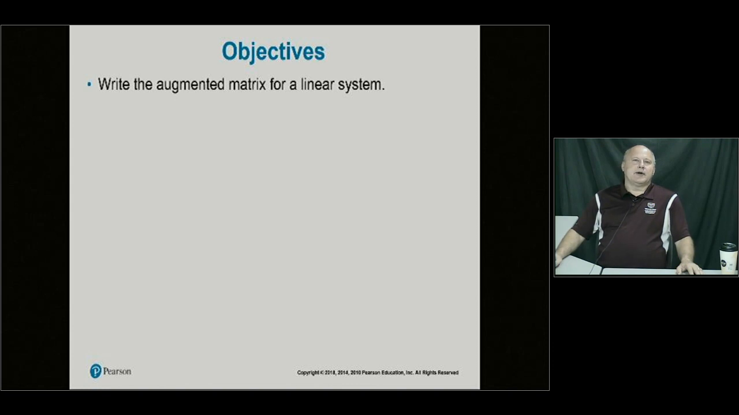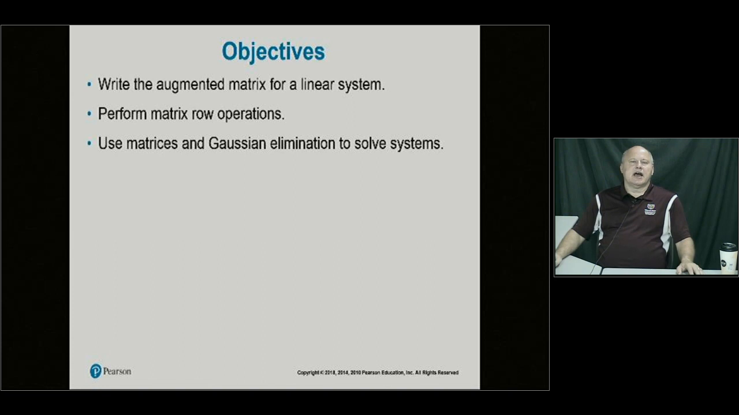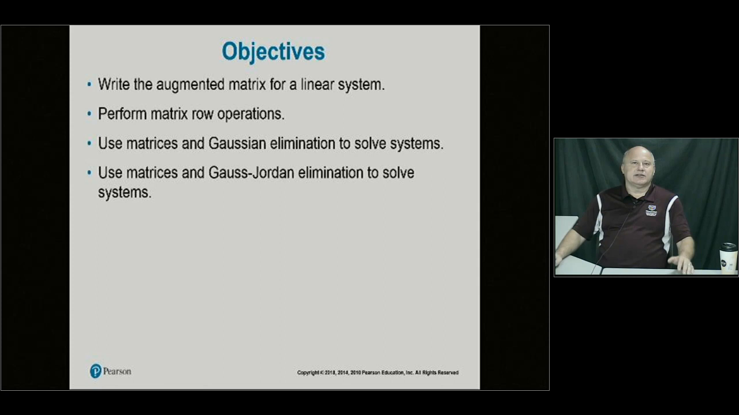So what we're going to do here is write the augmented matrix for a linear system. We're going to perform matrix row operations, use matrices and Gaussian elimination to solve systems, and use matrices and Gauss-Jordan elimination to solve systems. Okay, so these are only the four objectives. The objectives are not that long, but the technique is going to take several slides to get this complete.